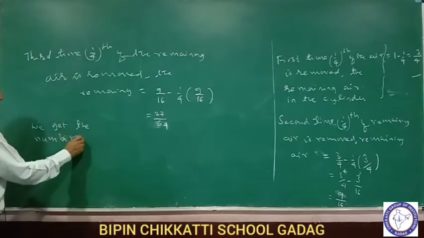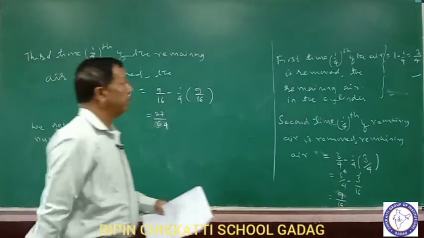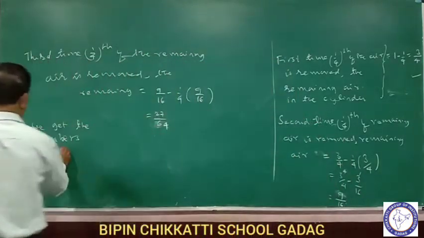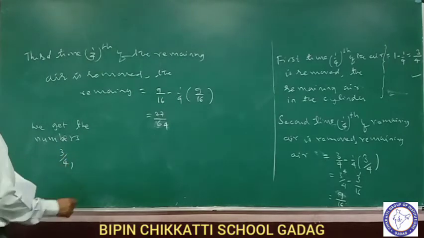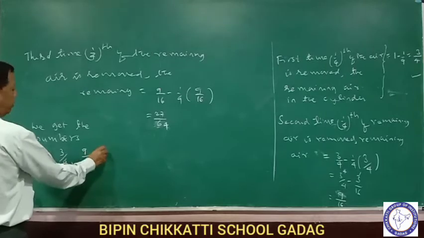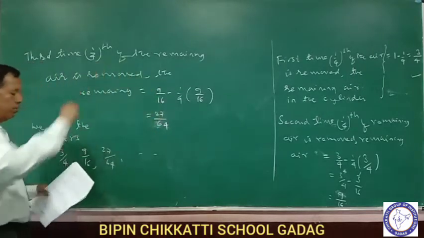Which are the numbers? First time, how much have you got? You see the first one, what is the number you have got? 3 by 4. And second time, how much have you got? Second time, you see 9 by 16. And third time, 27 by 64. And you can continue like this.